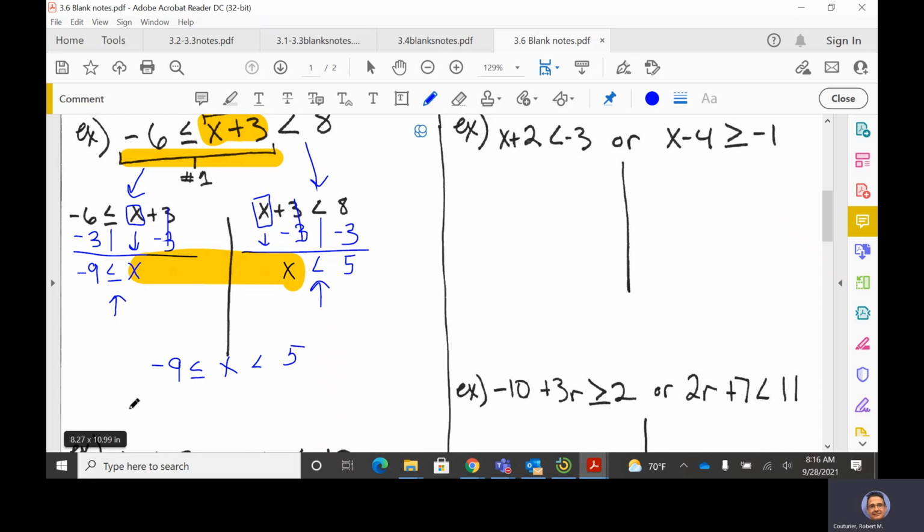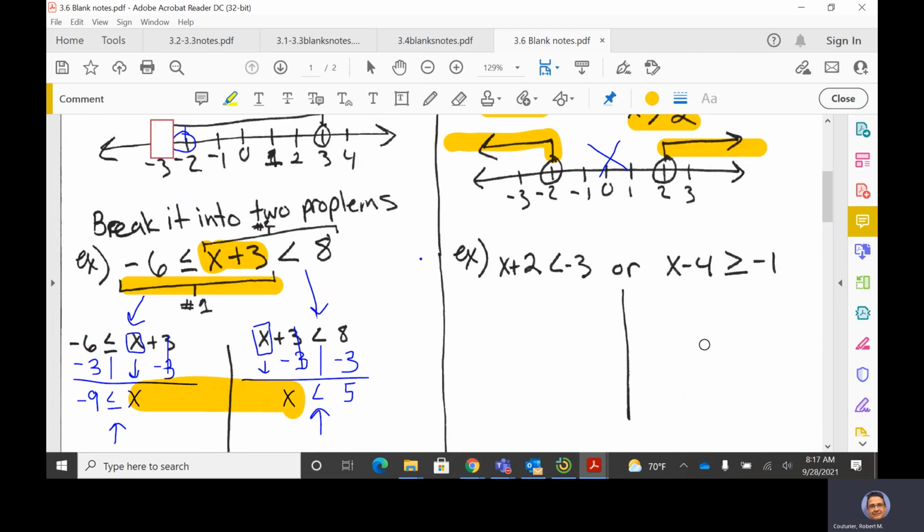And if we were to drop this on a quick number line, again, this is an AND problem, so that means our answers are in between -9, including it, and 5, not including it. So you have -9 on this side, you'd have a 5 over here. This symbol means solid dot, and this symbol would mean an open dot, and it's all the numbers in between. So our answers would include -9 and go all the way up to 5, but not touching 5, the best that we can.